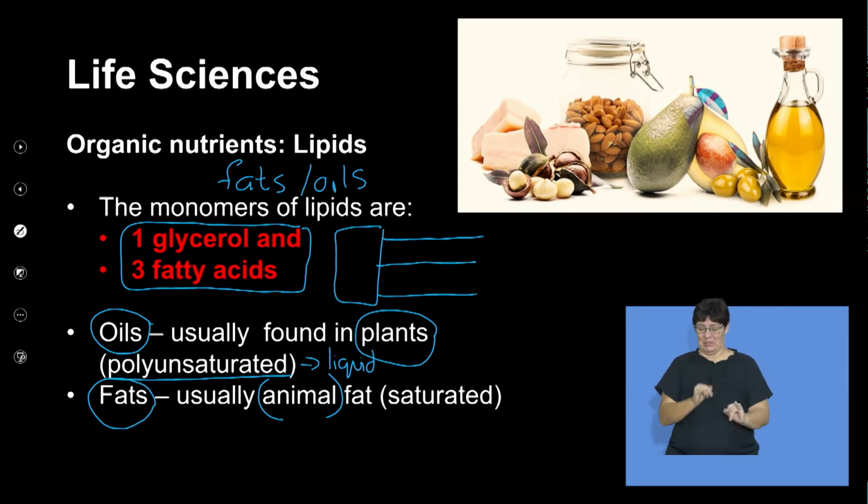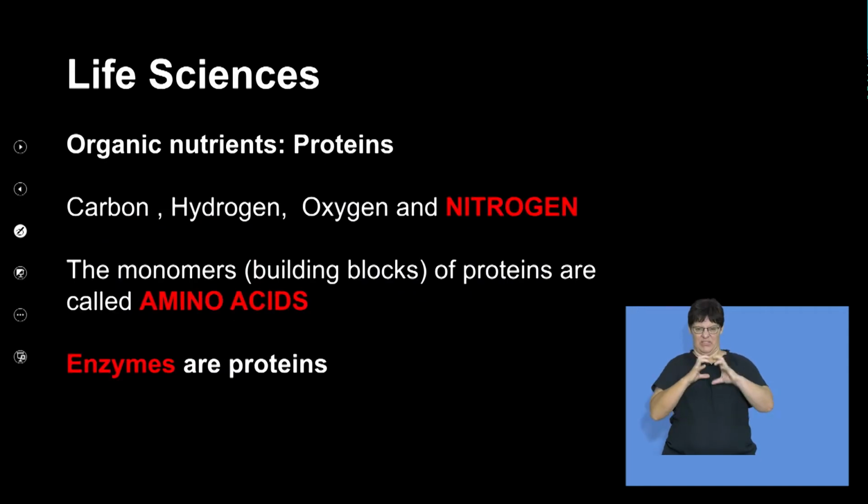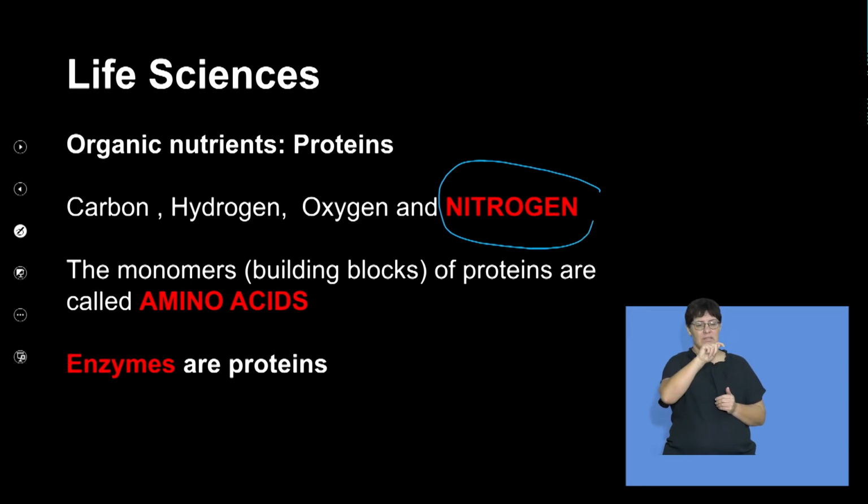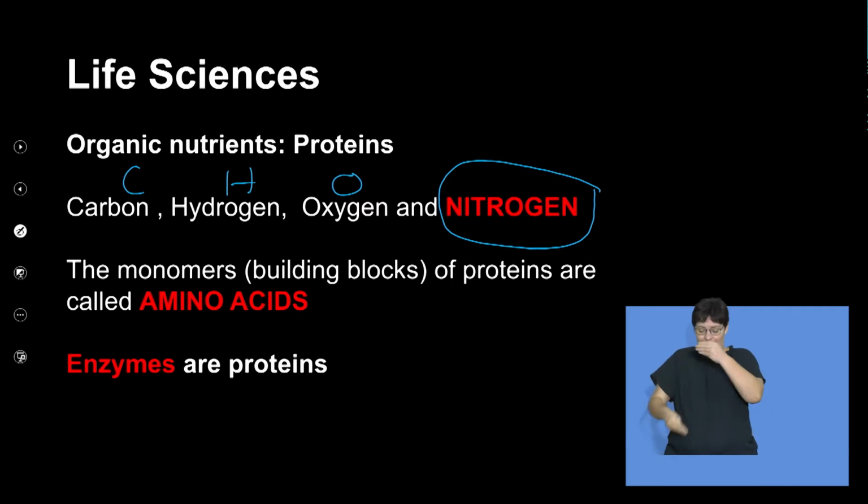And these were the bad ones that we don't want to eat because they can harden in our body. All right, then the next group of organic nutrients were proteins, and they had a very different element in it. Still carbon, hydrogen, and oxygen, same as my carbohydrates, but they had nitrogen. Very, very important component was the nitrogen.